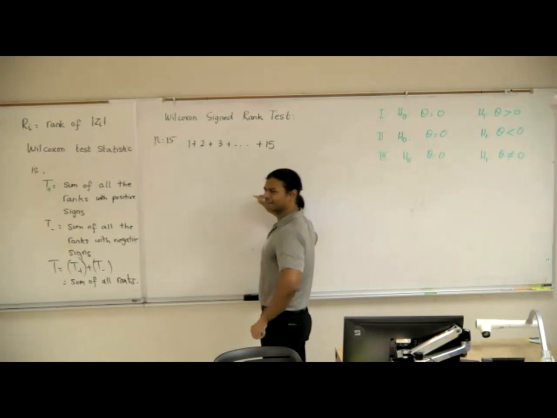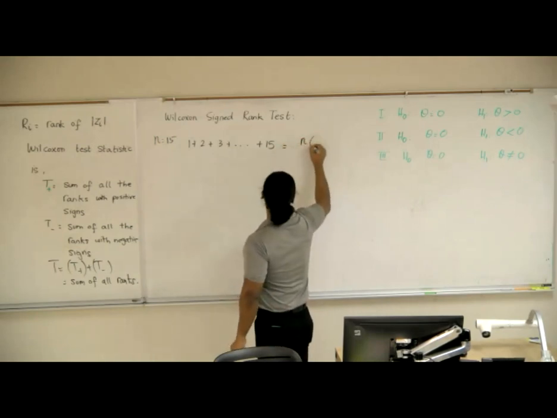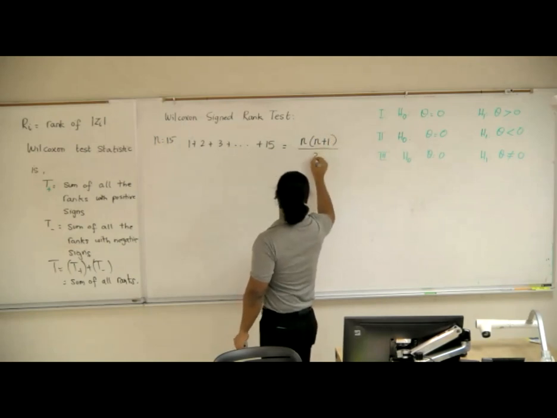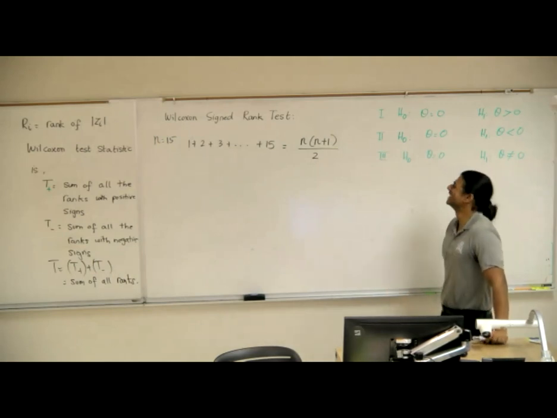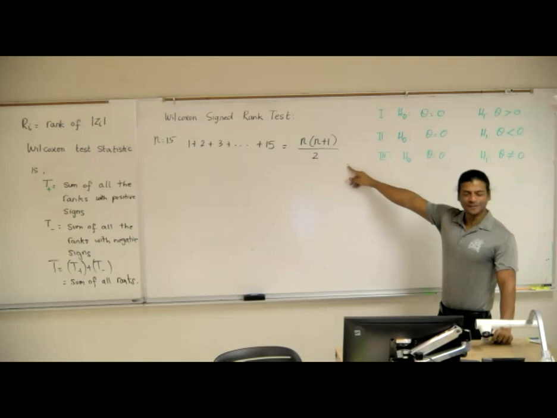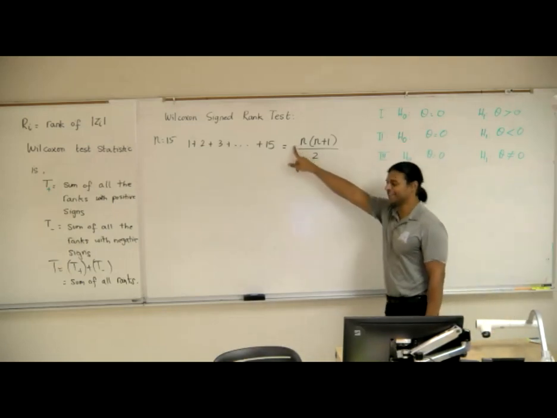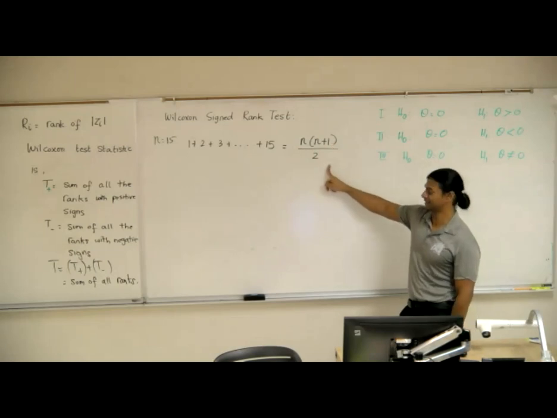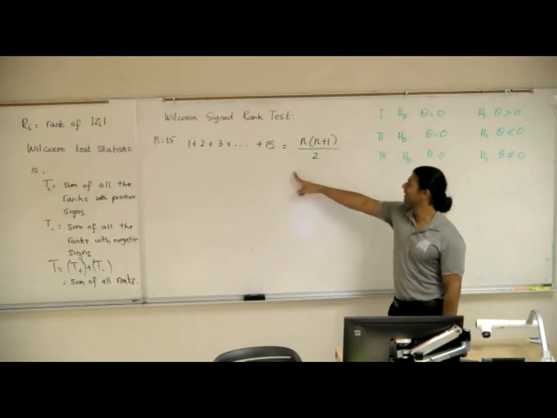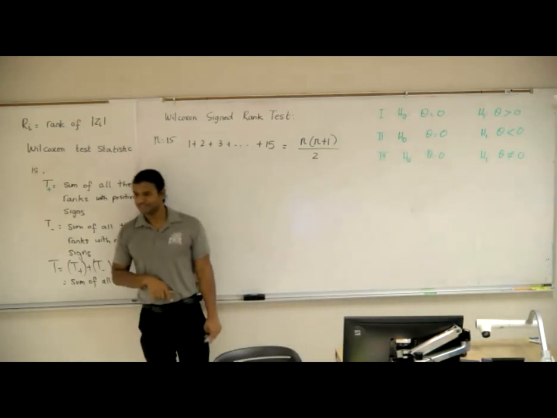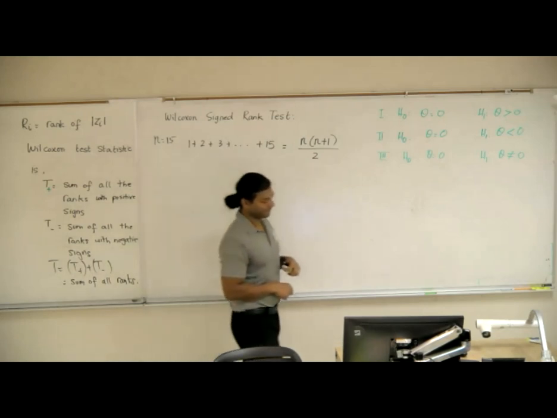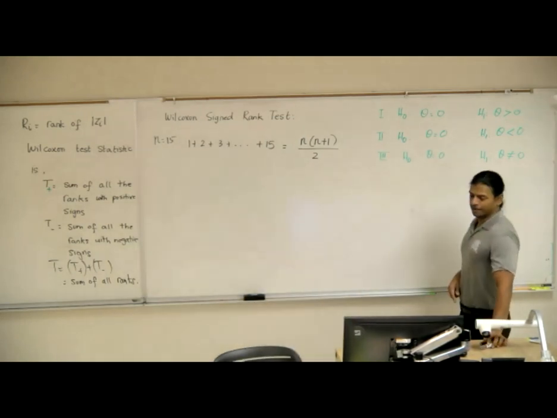We went over this in time series. N times n plus 1 over 2. So 15, 15 plus 1 is 16. 16 divided by 2 is 8. 8 times 15, that's 80, 40, 120. So if you add all this, it better add to 120. Yes? So that would be the sum of all natural numbers.